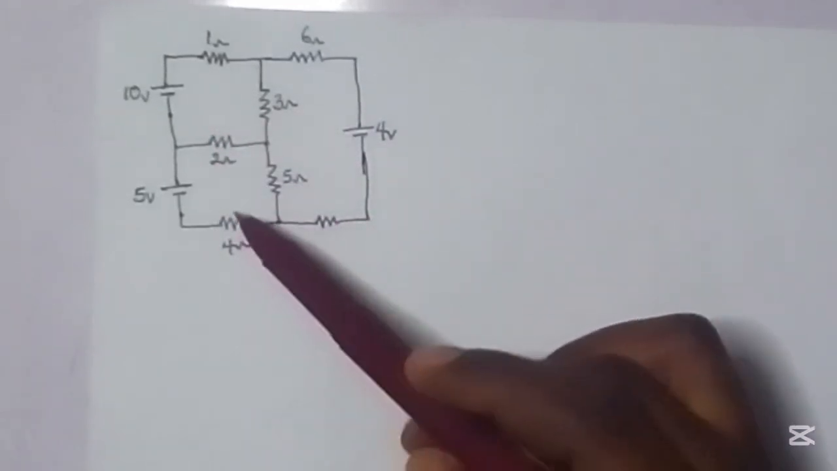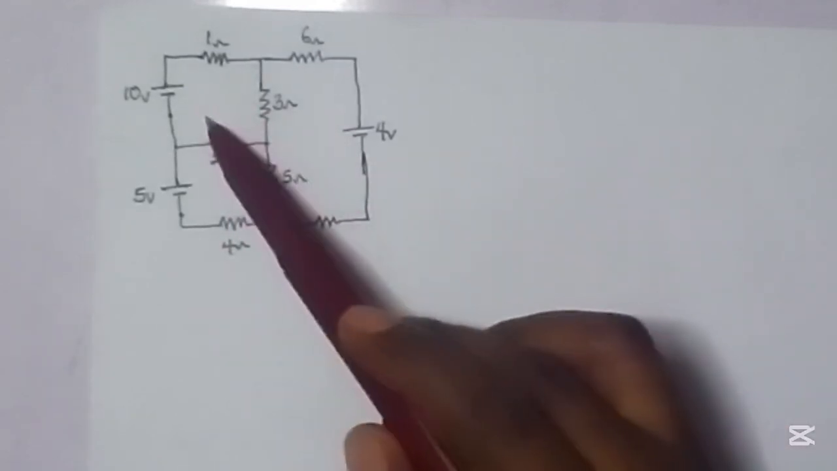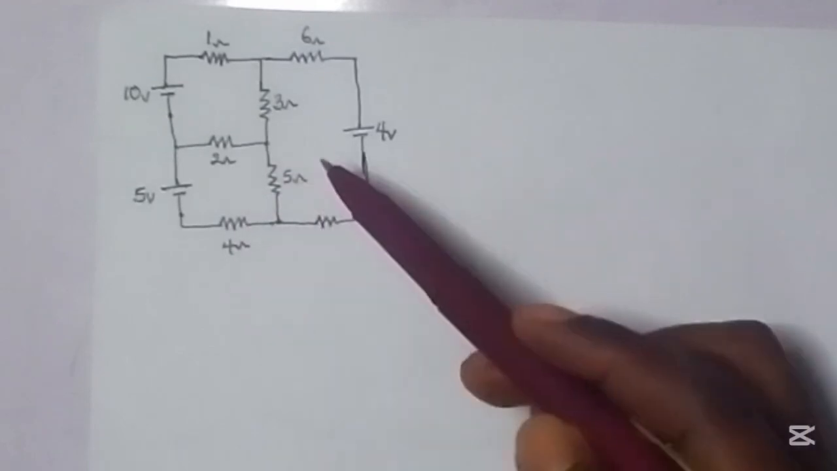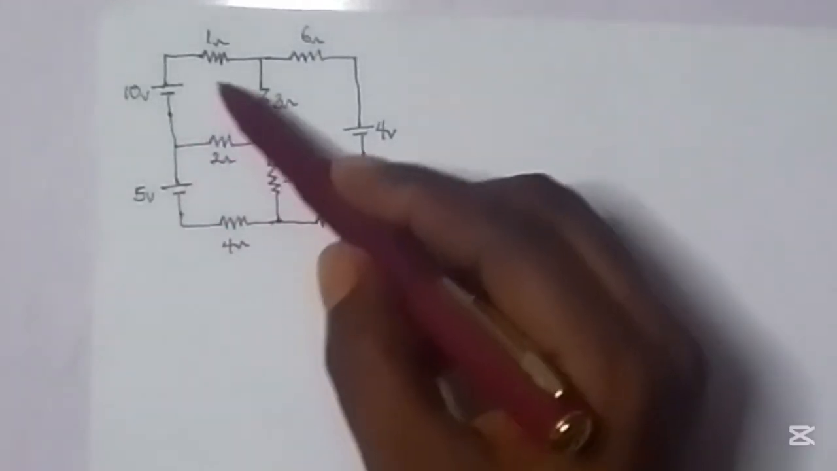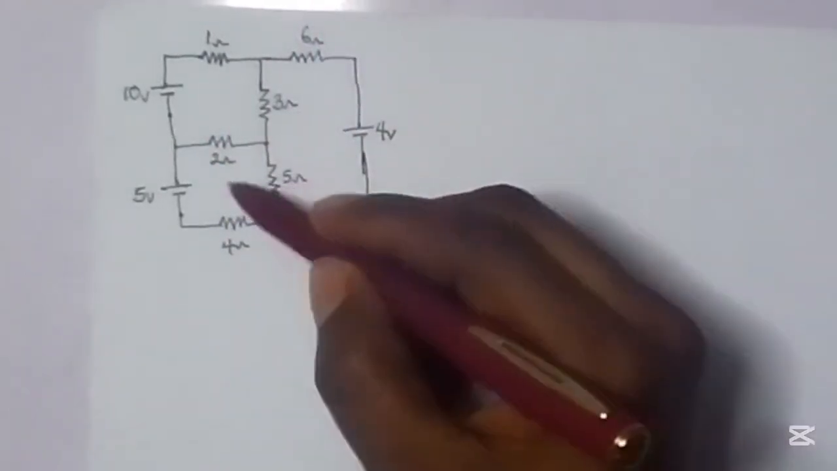Okay, so the first thing is to identify the meshes in the particular circuit. For this planar circuit, we have one mesh here, another mesh here, and this mesh here. So there are three. The second thing you're going to do is to assign the mesh currents. So for this one, for example, let's label this as mesh 1, mesh 2, mesh 3.